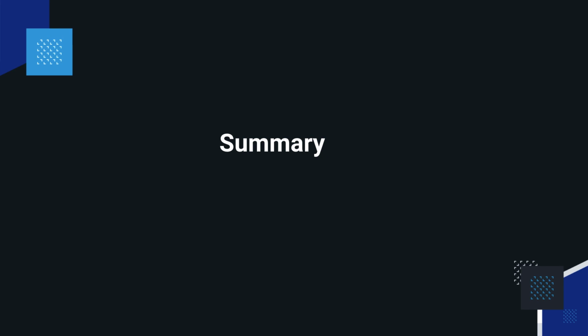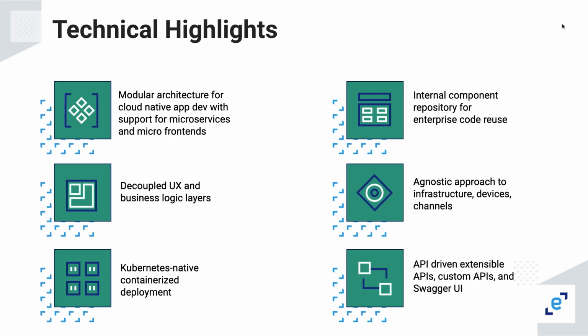And so to summarize everything that we've covered here today, microfrontends are great for building a modular architecture ready for cloud-native application development. They decouple UX and business logic. They give you the ability to really innovate on both fronts independently. Kubernetes native and containerized deployment is a really important part of delivering on the promise of this architecture. Focus on a component repository for reuse. So build things and package them up for reuse.